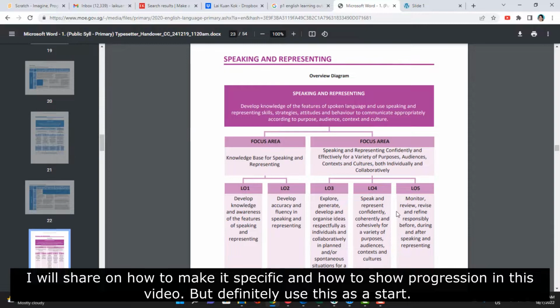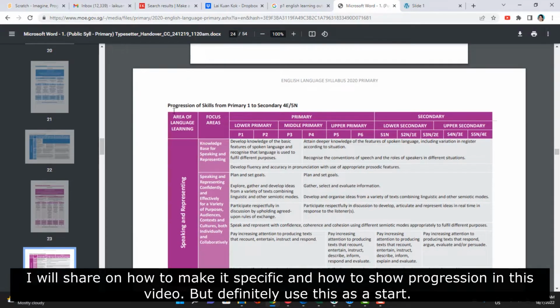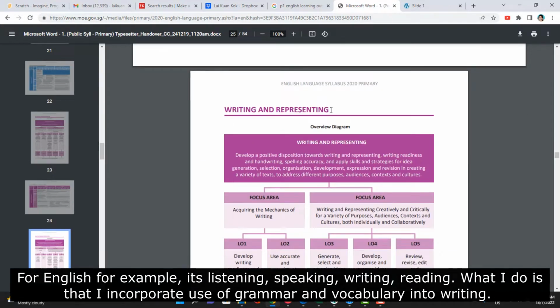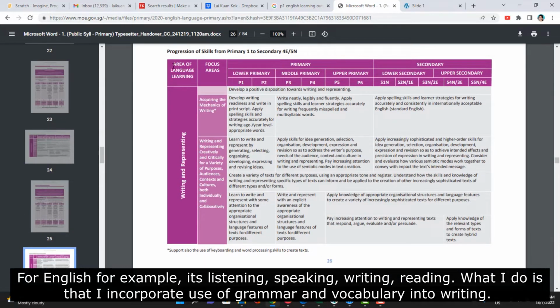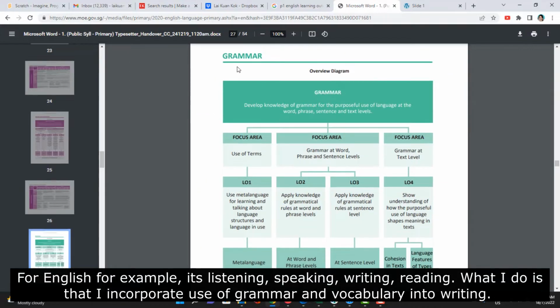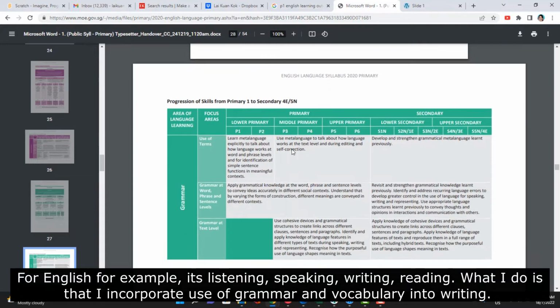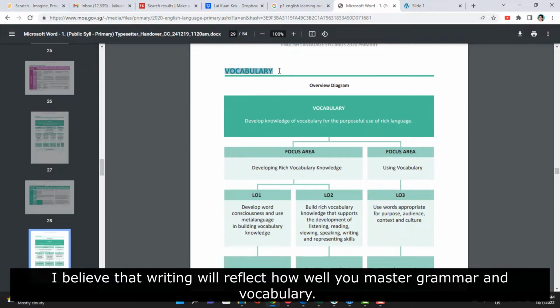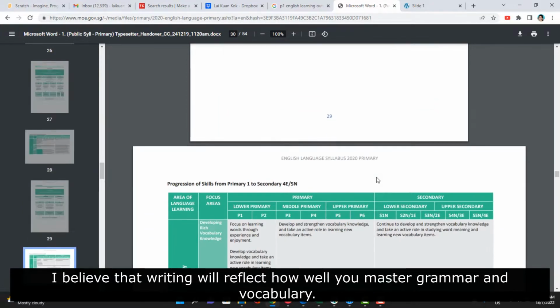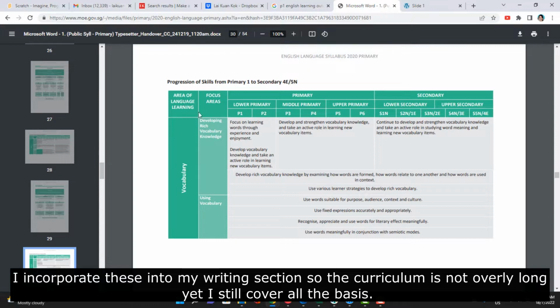It's very, very important because you need to cover all these areas first. For English, for example, it's definitely listening, speaking, writing, and reading, right? That's the basic. And then what I do is, because they also have grammar and vocabulary, I incorporate the correct use of grammar in each level into the writing, because I think if you can write well, you will naturally be using all these correct grammars. Similarly for vocabulary, I'm incorporating this into my writing so that my curriculum doesn't become overly long, and yet I still cover all the bases.